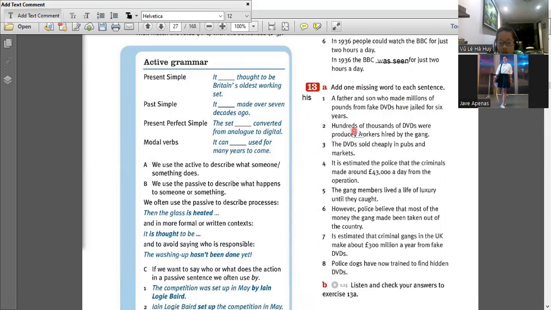Next, number 2. Hundreds of thousands of DVDs were produced quickly, hired by the gang. What is the missing word? Produced by workers. Hundreds of thousands of DVDs were produced by workers. It's "by." Exactly.